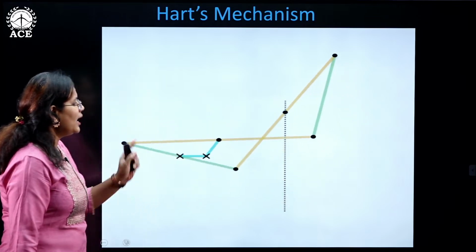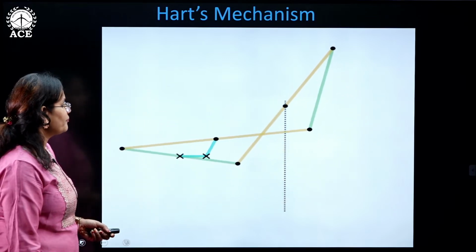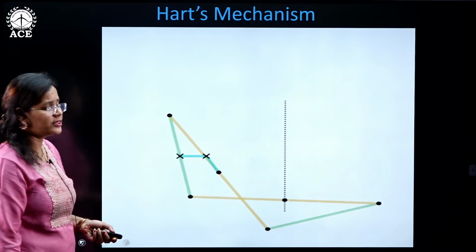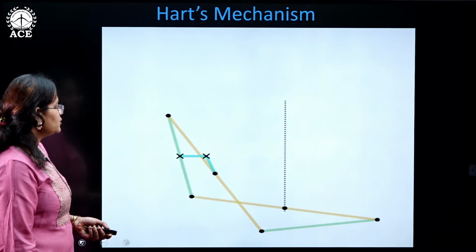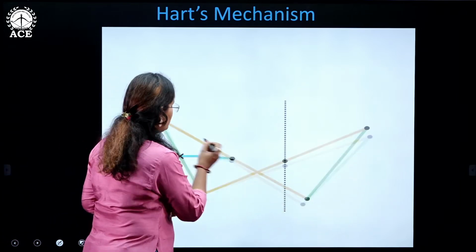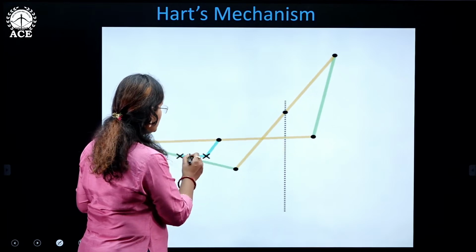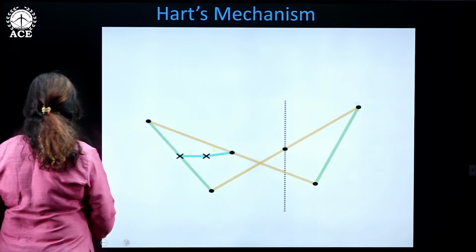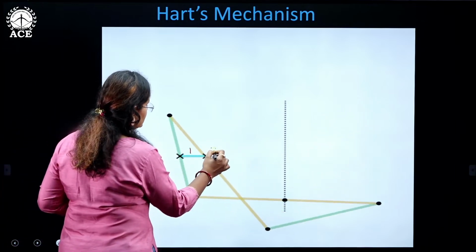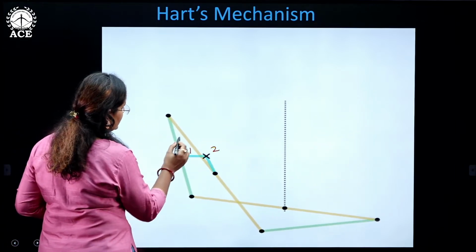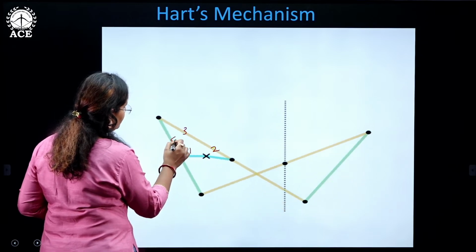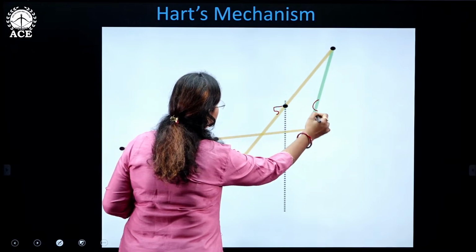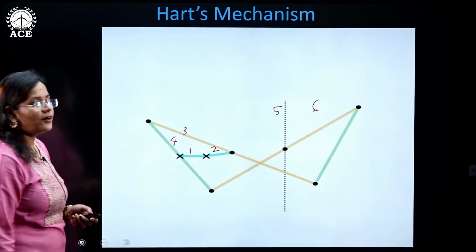This is the function of a Hart's mechanism. This is how it works. Once we follow this, then we can go for the analysis of the same. So this is the point whenever it is taken on this particular link. See how many links are there? This is first link, second link, then this is third link, fourth link, fifth link and sixth link. So there are total of 6 links.